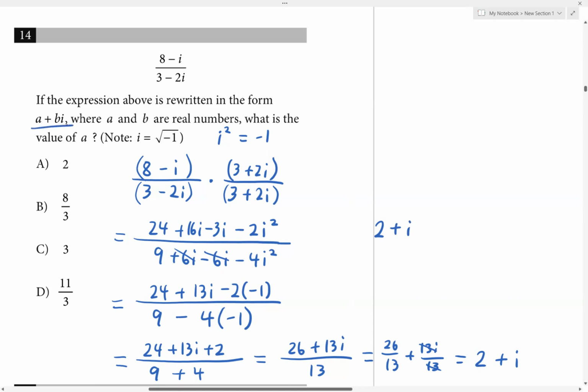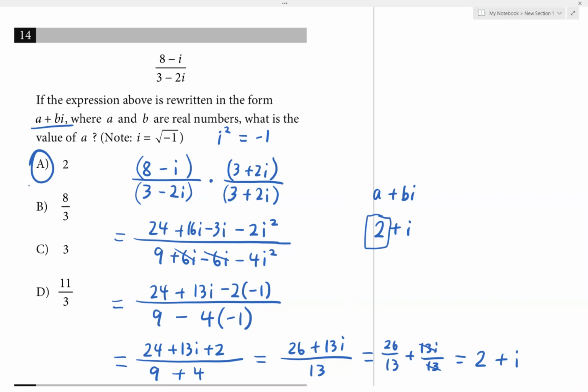And we want our answer in this form, right? So it'll be a plus bi. And what's the value of a? The a value is the whole number in front, the real number in front. So that's the 2 we're looking at. So a should be 2. So that's answer choice A for question 14.